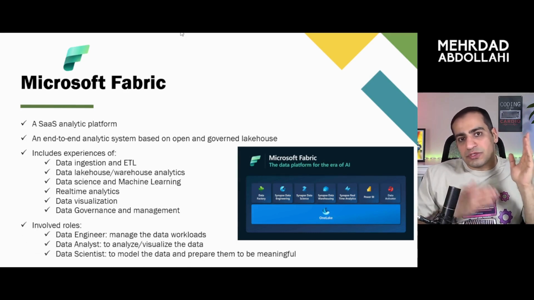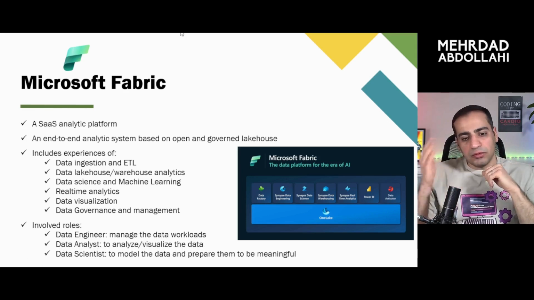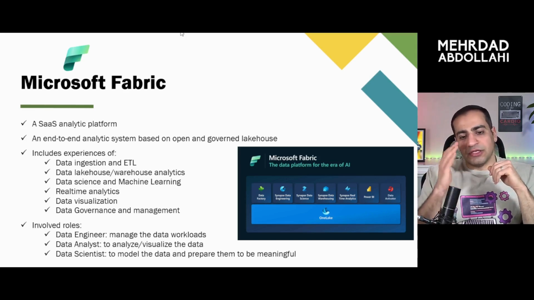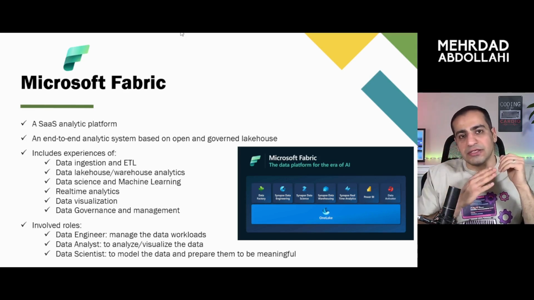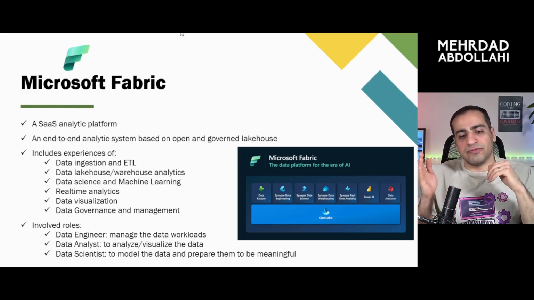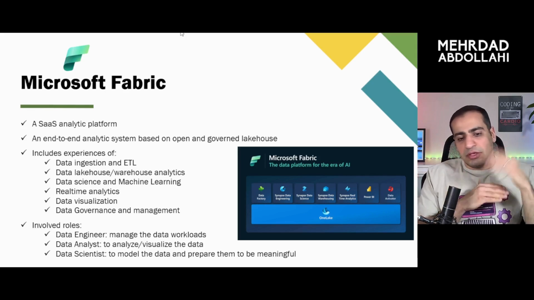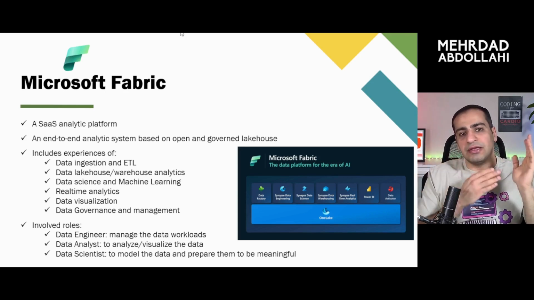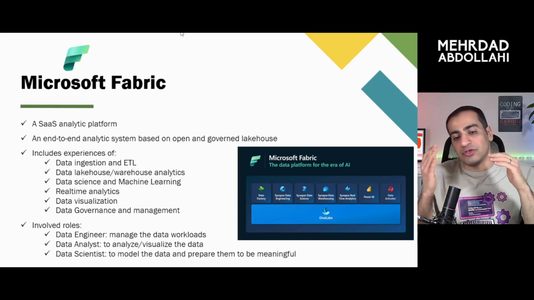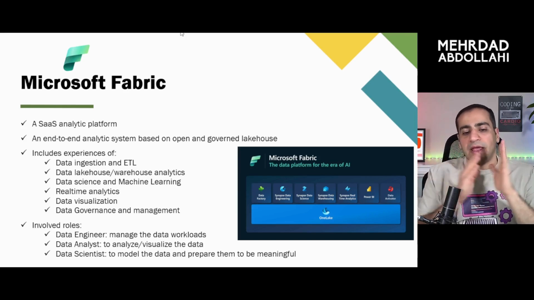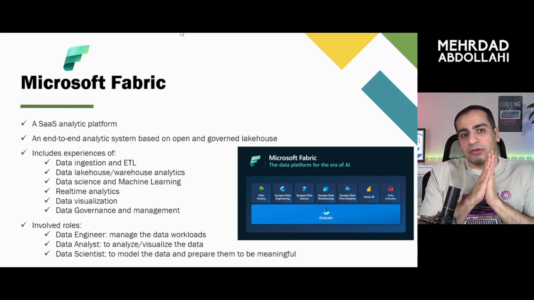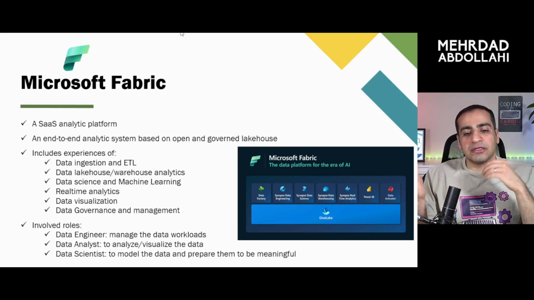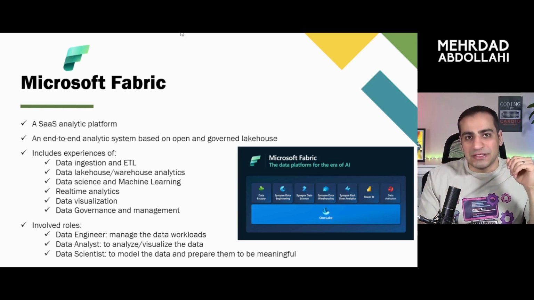And of course, all of these 3 roles, data engineers, data analysts, and data scientists, are going to be involved with Microsoft Fabric. Data engineers manage the data workloads, and data analysts analyze and visualize the data. And data scientists model the data and prepare it to be meaningful for the system.